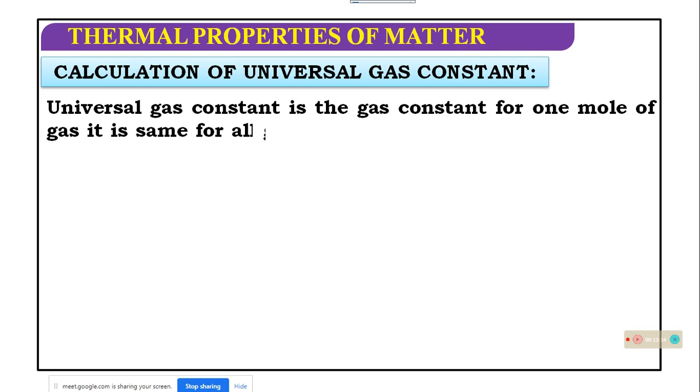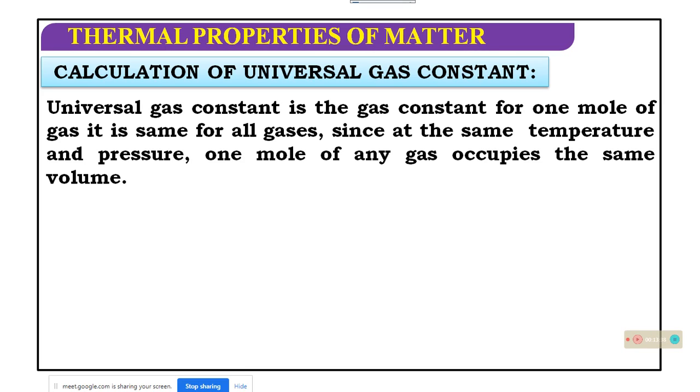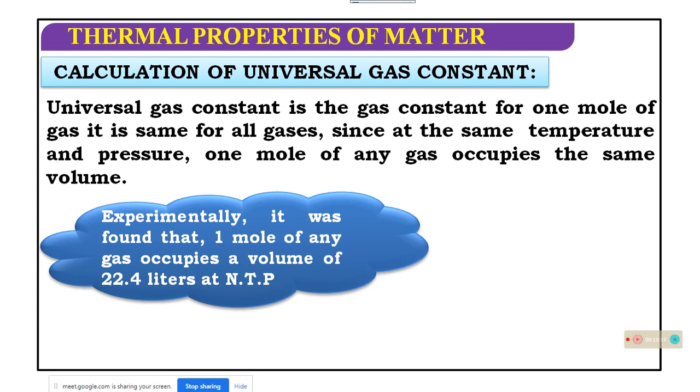Calculation of the universal gas constant. The universal gas constant is the gas constant for 1 mole of gas, and it is the same for all gases, since at the same temperature and pressure, 1 mole of any gas occupies the same volume. Experimentally, it was found that 1 mole of gas occupies a volume of 22.4 liters at NTP.